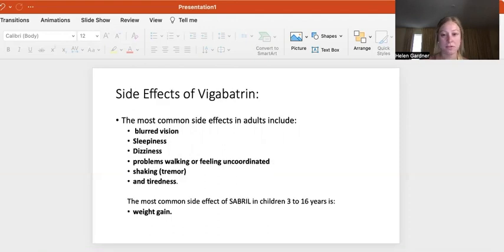I also thought that it would be important to include some side effects of vigabatrin. The most common side effects in adults are blurred vision, sleepiness, dizziness, problems walking or feeling uncoordinated, shaking or tremors, and tiredness. The most common side effect of Sabril, or vigabatrin, in children from 3 to 16 years old is just weight gain.